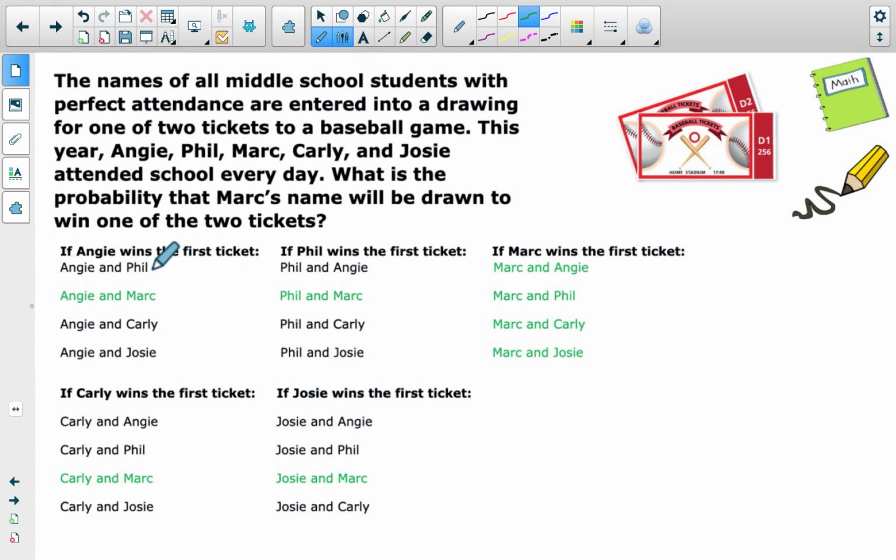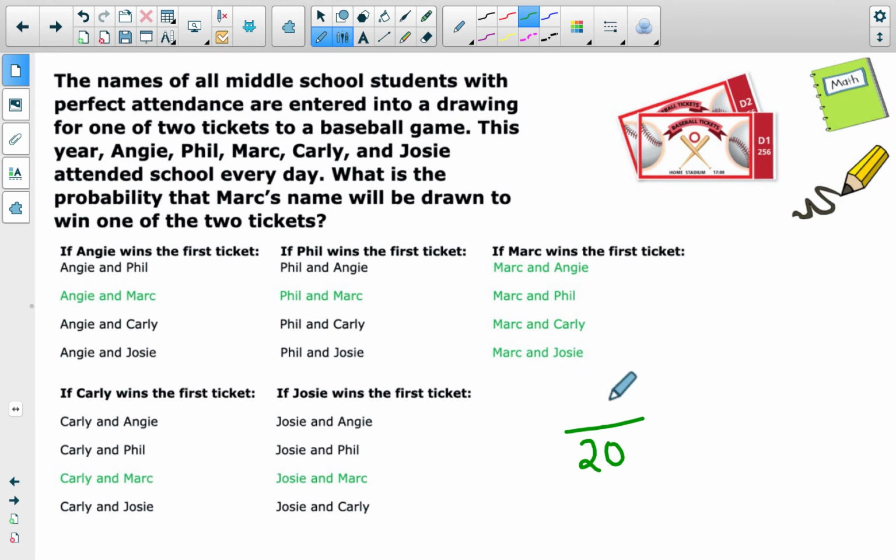So Mark's name appearing is the favorable outcome. Now, our total number of outcomes, I'm not going to count each individual one. Instead, I know there's 4 here. So 4, 8, 12, 16, 20. I'm just going to skip count by 4, multiply 4 times 5, rather than just go 1, 2, 3, 4, 5, 6, 7, 8, right? Work smarter, not harder. So our total number of outcomes, which goes in the denominator, is 20.